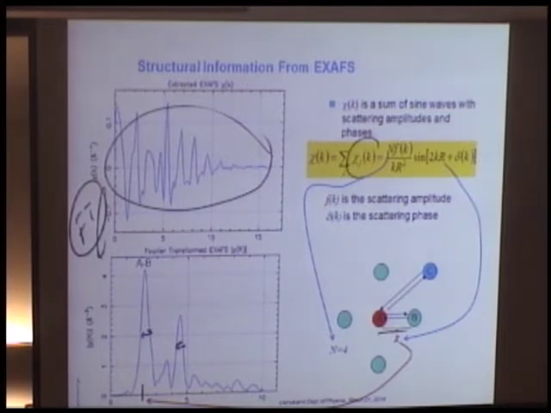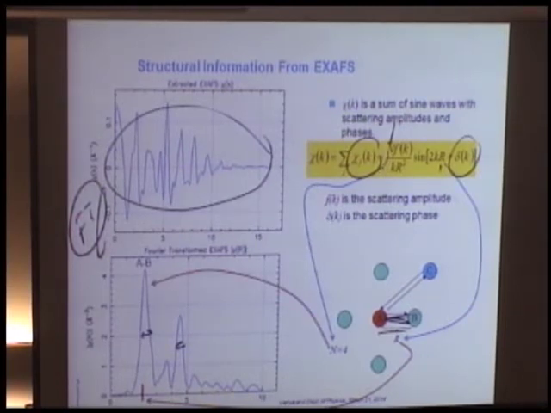It's a bunch of sine waves, summing sine waves. That's where the interference pattern is coming from, with different amplitudes. The f_i(k)'s are the scattering factors, okay? And R is the bond length or the distance length. And delta is the phase factor, because when you hit a scatterer, you always get a phase shift backwards. And then N is the number of atoms, the coordination number.